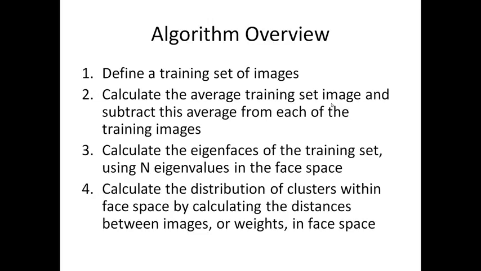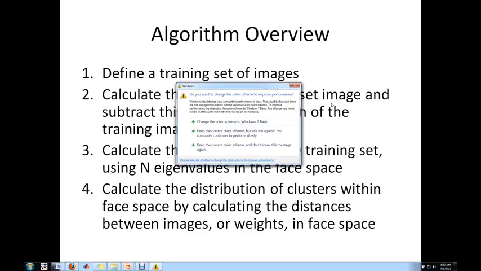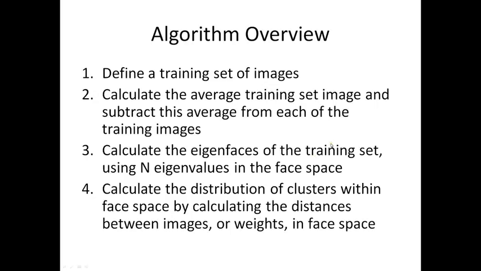And 4, calculate the distribution of clusters within the face space by calculating the distance between images, or the weights in the face space. So now that means that once we've projected all of our images onto face space, if we look at it visually, there will be clusters, and all the images of a person are going to fall in that same cluster. So we'll kind of calculate out where those clusters happen and notice where they are.